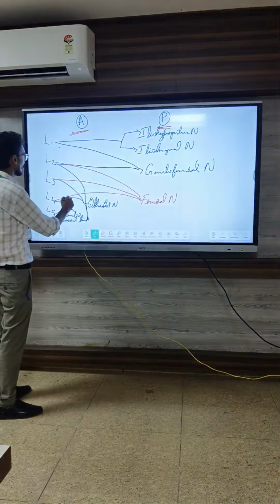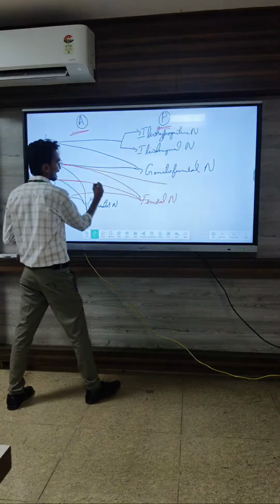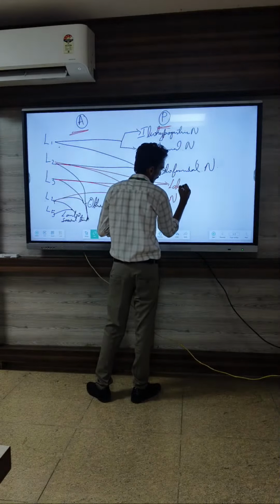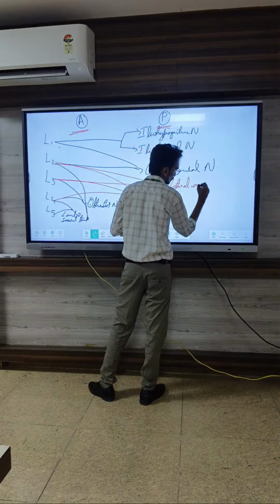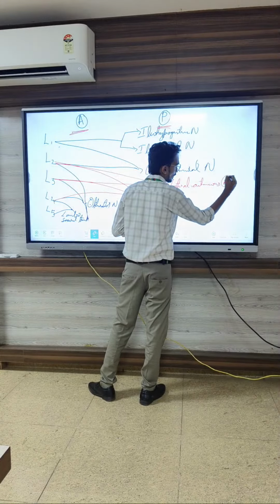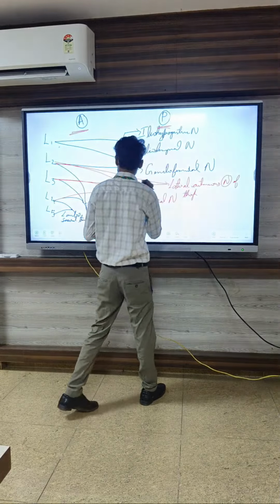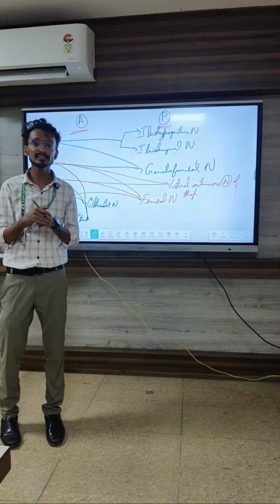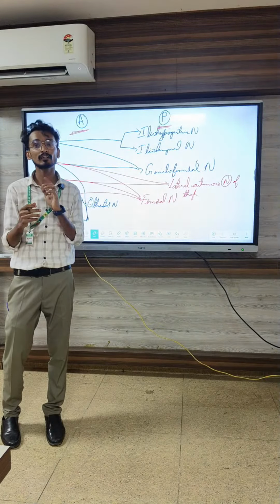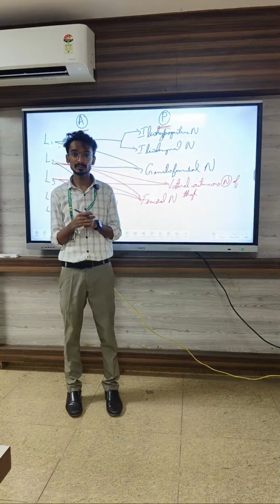Next, the combination of L2 and L3 gives rise to the lateral cutaneous nerve of the thigh. These were the branches, these were the nerves of the lumbar plexus. I hope I am clear. Now we'll jump into the quiz.